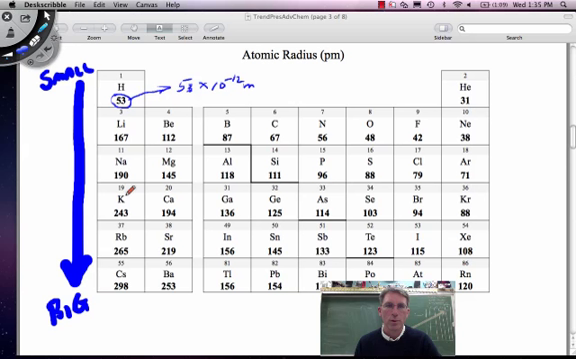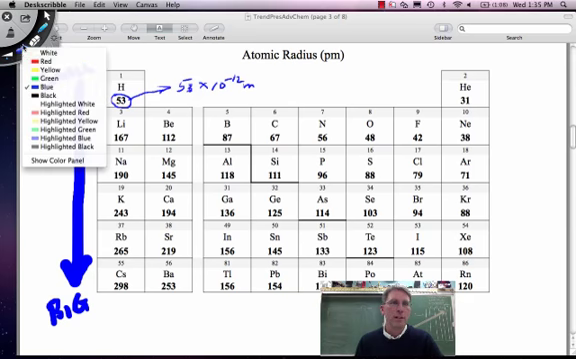Okay, so let's see if that holds on the other side of the table. Helium starts out with a 31, it goes to 38, and it increases all the way up to 120. So it definitely holds for the right side of the table, and if we just took a random one in the middle, 67, 111, 125, 154, it holds. So this general trend of being small at the top and big at the bottom is going to hold.